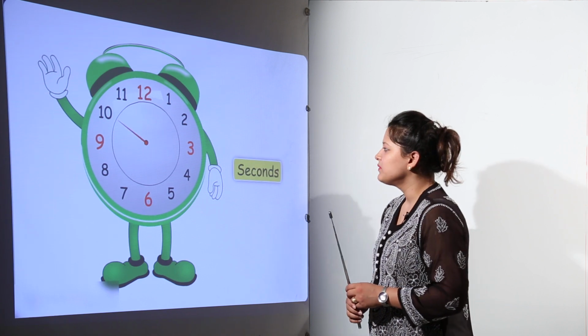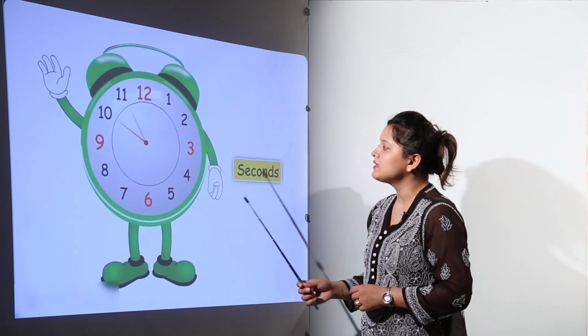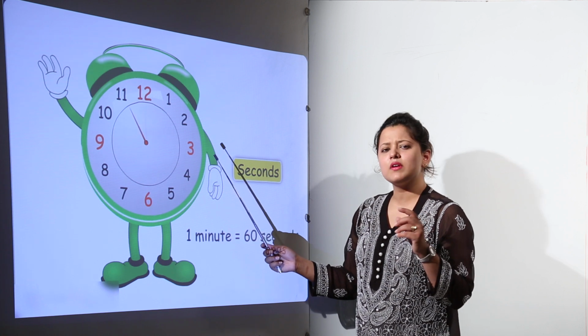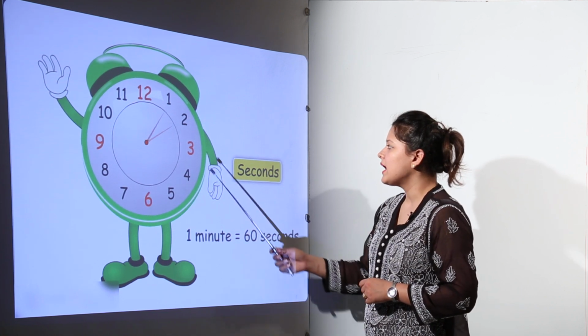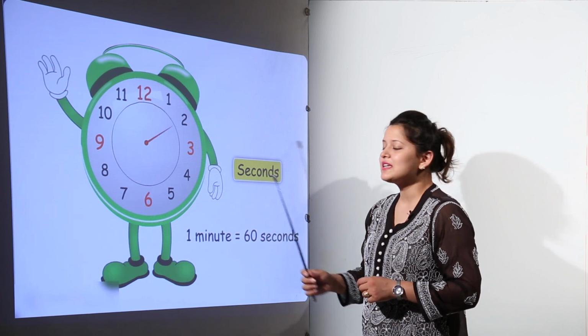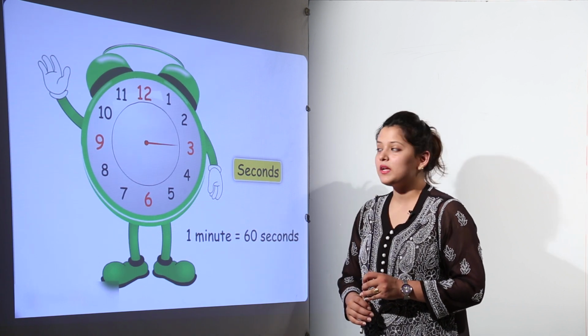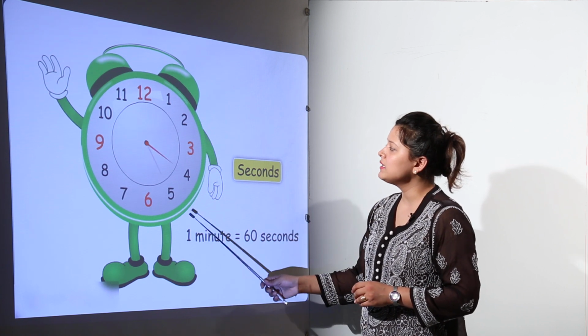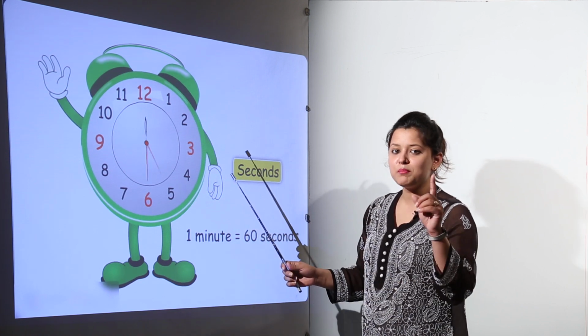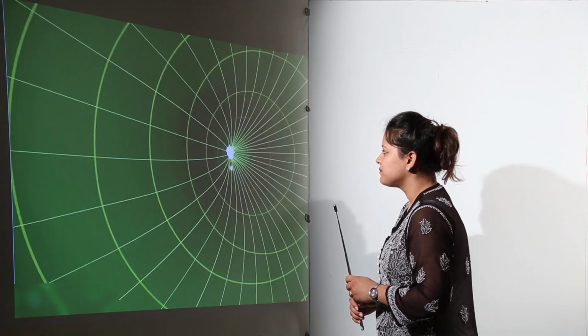60 minutes. If we talk about the second hand, that is the thinnest and very long one, that moves for 1 second, and for 1 minute it makes 60 seconds. So in 1 minute we have 60 seconds, that is, it takes 1 complete round to make 1 complete minute.